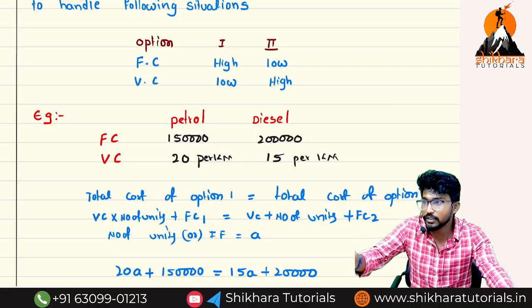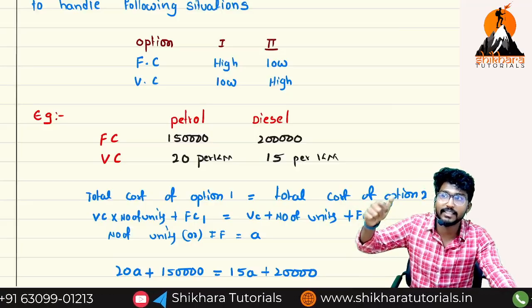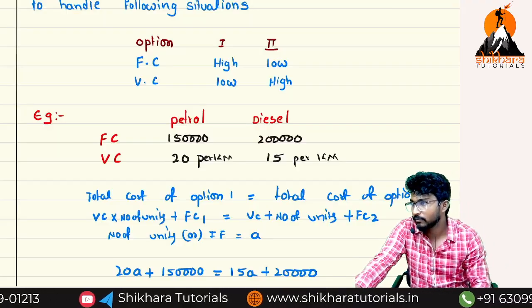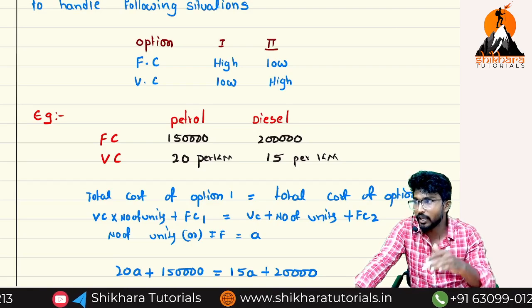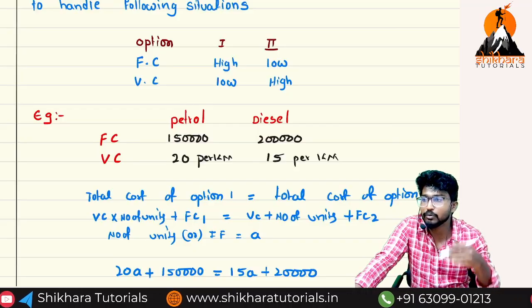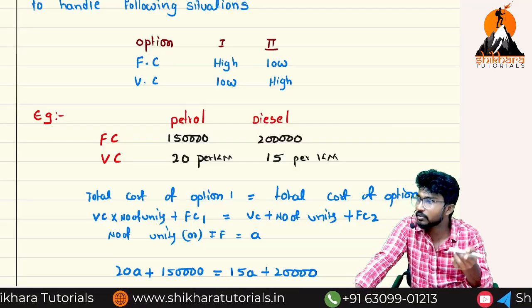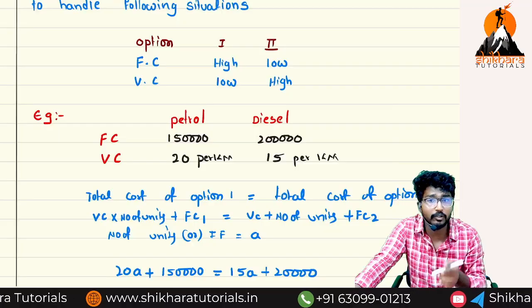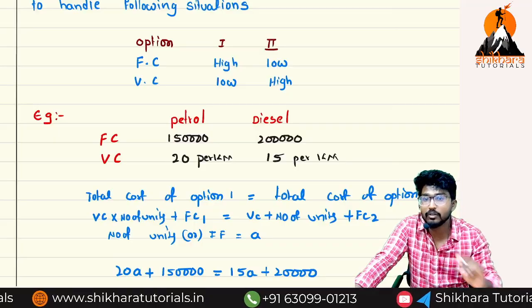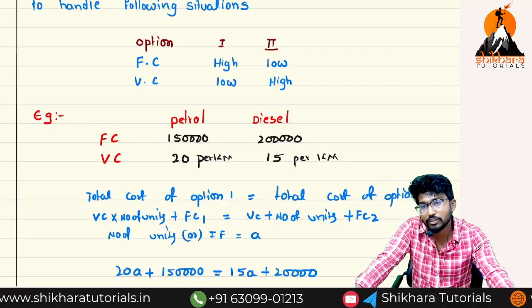Now how many kilometers do I need to run to recover this entire 50,000? Per kilometer I am saving 5 rupees. In total I am incurring 50,000 extra. Now how many kilometers do I need to run to recover all this 50,000? Per kilometer 5 into 10,000, 50,000. That means I need to run 10,000 kilometers. What if I run 9,000? 9,000 into 5, how much?